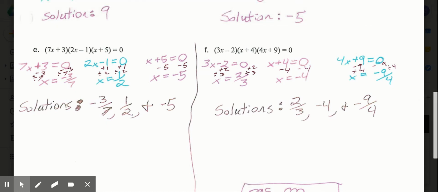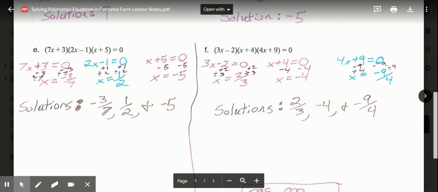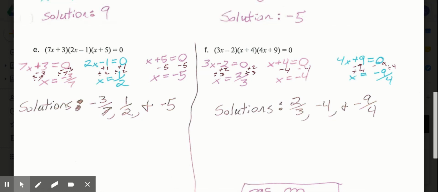And in F, same thing, 3 different binomials being multiplied equals 0. So we split them and set each equal to 0. 3x minus 2 equals 0, so add 2, then divide by 3. x equals 2/3. x plus 4 equals 0, so simply subtract 4, and x equals negative 4. And 4x plus 9 equals 0. We would subtract the 9 and then divide by 4. So we would have negative 9/4.